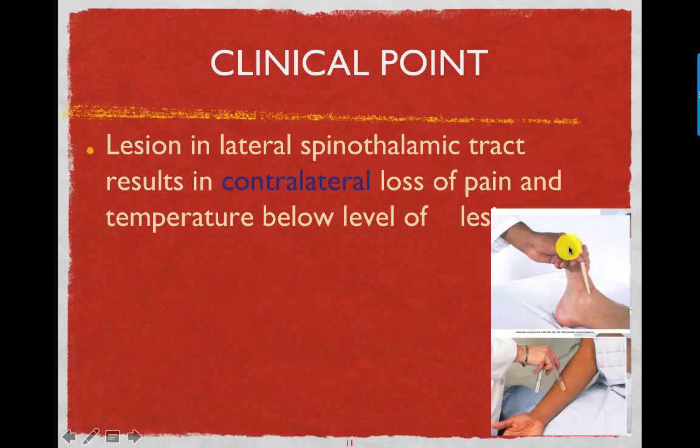So you can test that in your patient by pricking the skin. If he feels the pain prick, he is good. If not, he is losing this pain sensation. Also, you can test the temperature sensation by using 2 test tubes containing frozen water and hot water to test the hot and cold sensation in the skin.